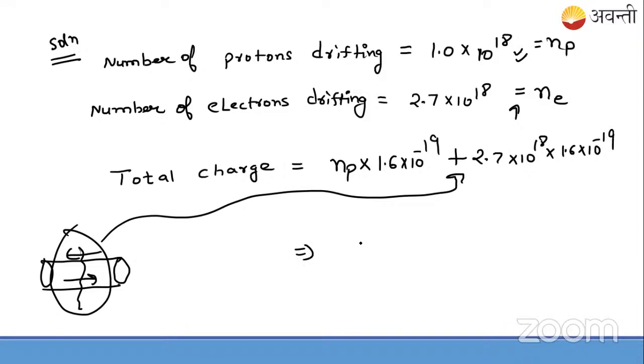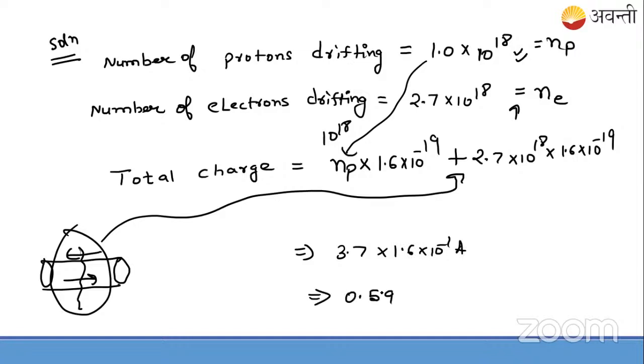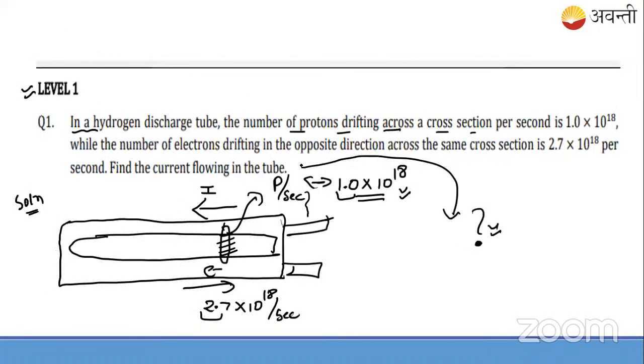The net charge which you're getting here, students, is 3.7. Put the value of NP. It is just 1 into something, same value. So this comes out to be 3.7 into 1.6 into 10 minus 1 ampere. This gives you the total value 0.592 ampere. This is the current passing. So the current flowing through the tube is 0.592 ampere. Understood? Current passing is 0.592 ampere.